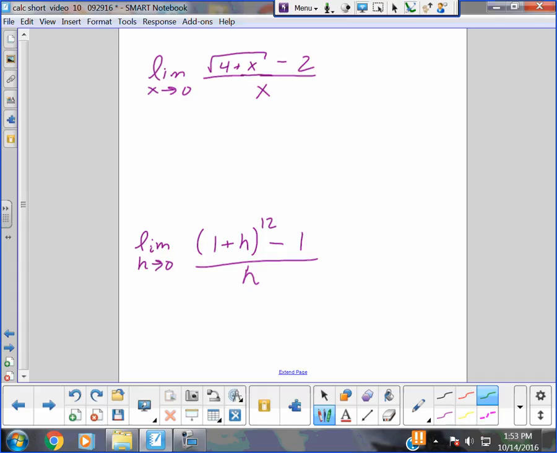So we look up top, we try direct substitution, we put in 0. Can't divide by 0, so you don't do that. You look at it and you think, hey, can I factor this? There's no way you can factor. All right? So you are stuck multiplying by the conjugate.